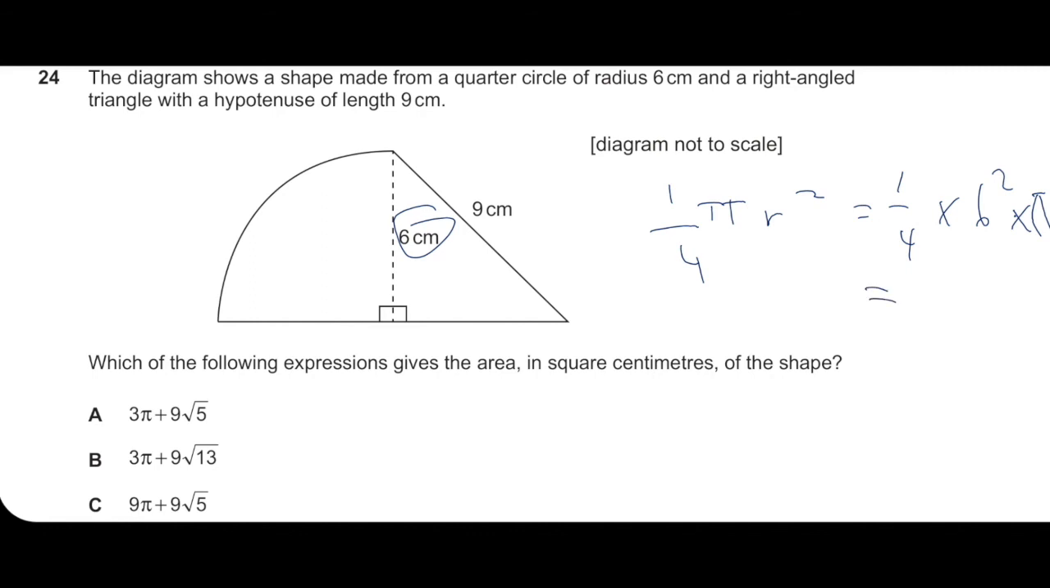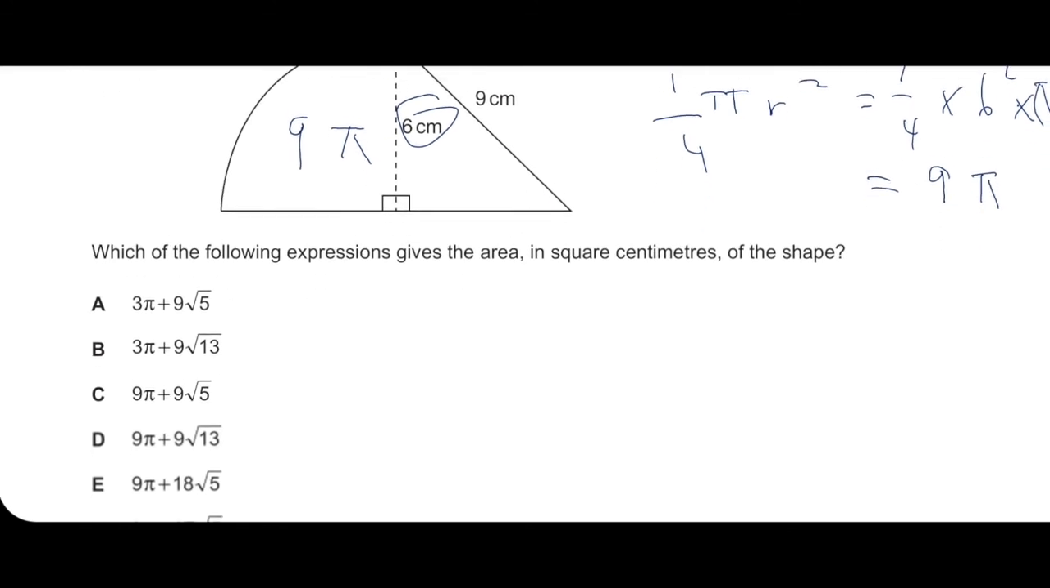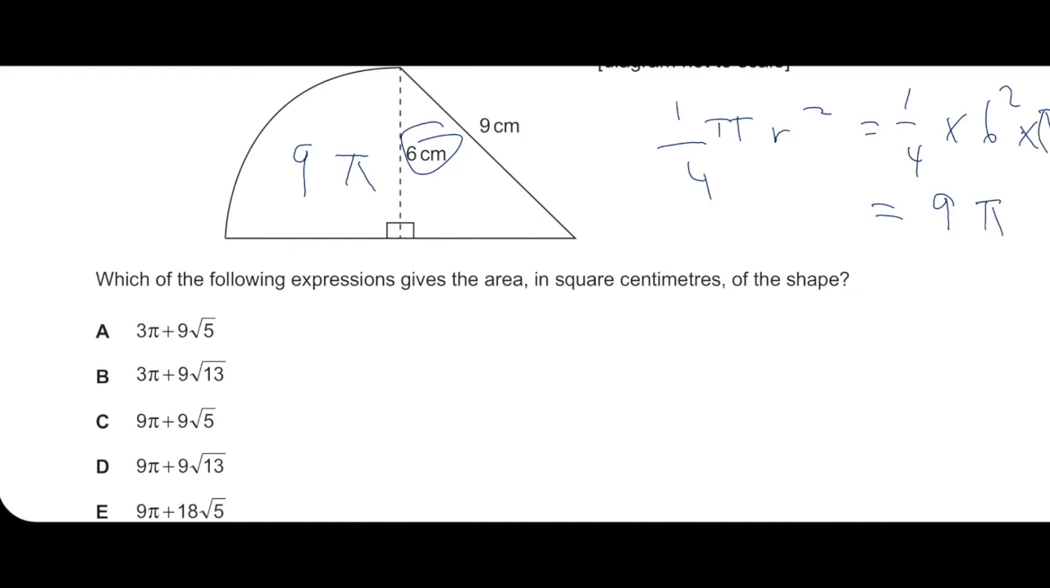And what does that equal? That equals 36 times a quarter times pi, which is equal to 9 pi. So we've done step number one. Step number two is working out the area of this triangle. And the formula for the area of a triangle is half base times height. We have the height over here of 6 cm, but we don't have the base.